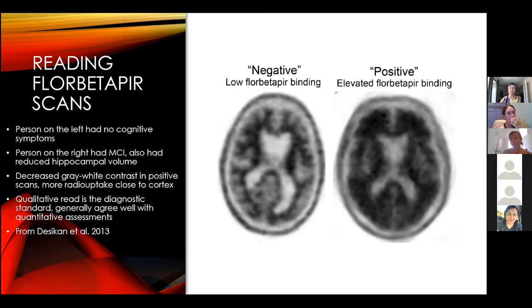So the gold standard is these qualitative reads, where somebody who's qualified to read them, and the qualification isn't a very complicated thing to get, can say whether or not someone is negative or positive. And it actually agrees pretty well with more quantitative assessments that you can do by measuring the darkness. And these pictures were taken from one of Rahul Desikan's papers.